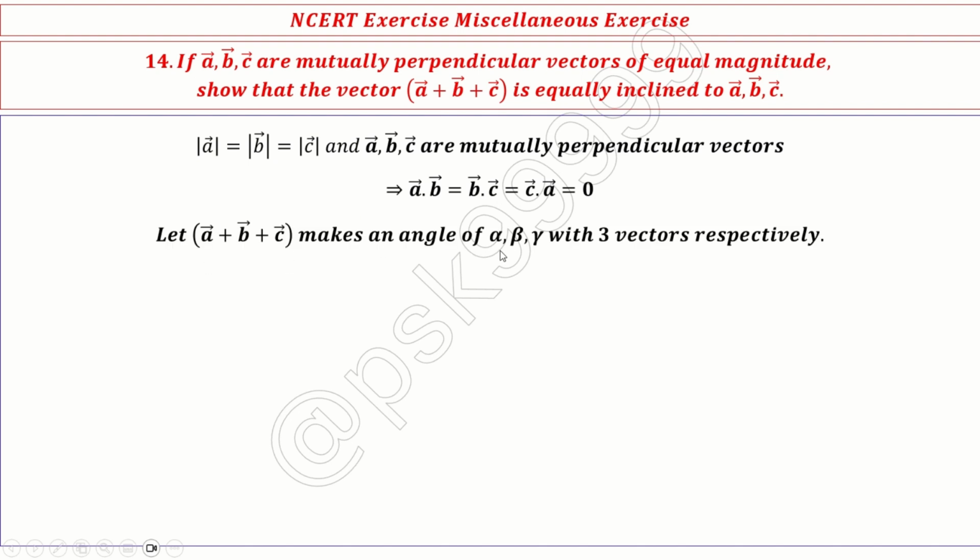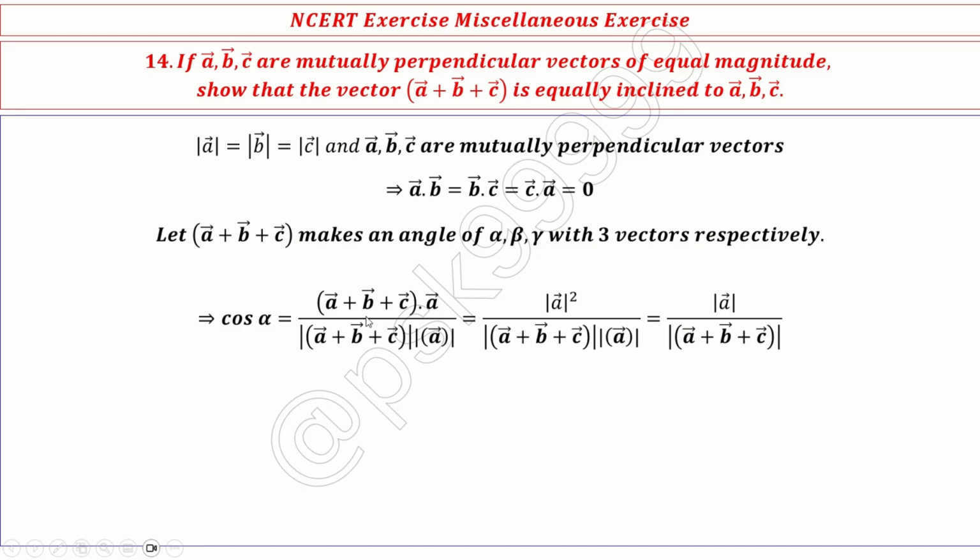Now A plus B plus C makes angles alpha, beta, gamma with the three vectors respectively, which means cos alpha equals (A plus B plus C) dot A, divided by the product of magnitudes, which is nothing but magnitude of A by magnitude of A plus B plus C.